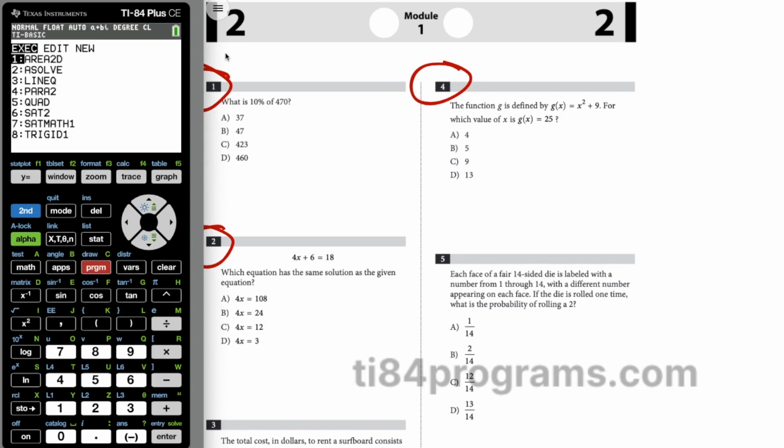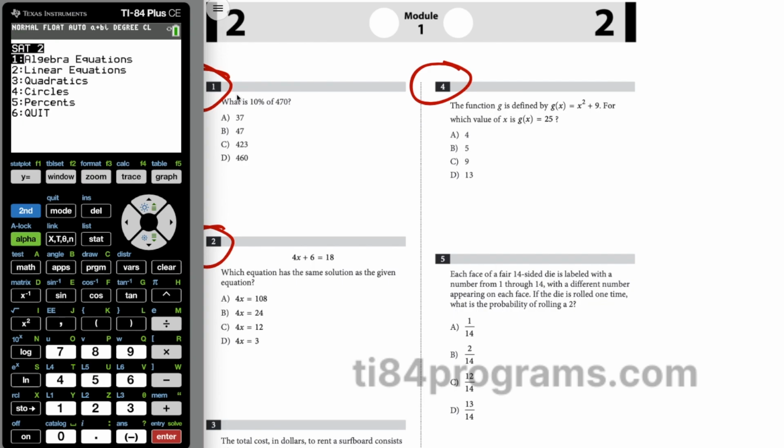So we're going through the College Board SAT Test 1, Section 2, Module 1, the first math section there. And then we're going to use this program SAT2, which is available on the site you see in the bottom right-hand corner. And then we're going to go through these. I've circled the problems we can do on the calculator.